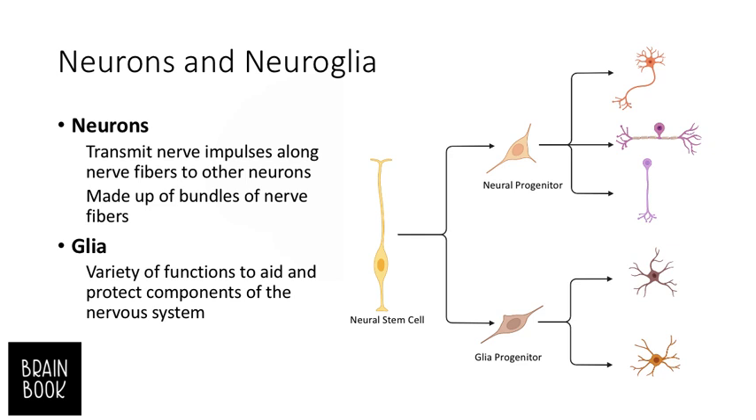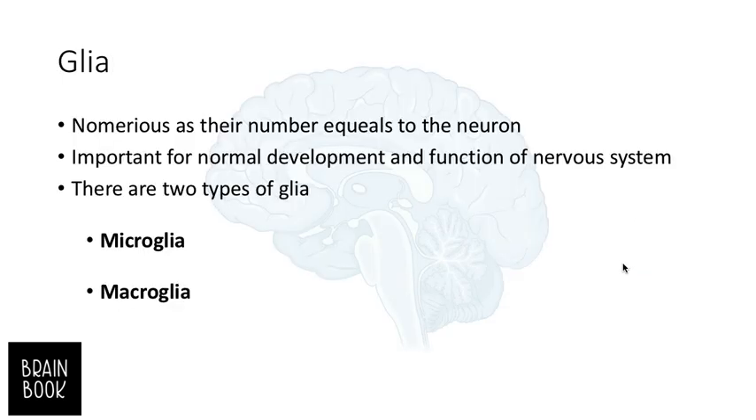And as you can see here in the diagram, the neural stem cells will be divided into two main groups of cells, including neuronal progenitor cells and glia progenitor cells. And neural progenitor cells will form all kinds of neurons for impulse transmission, and glia progenitors will form the different cells that have a protective and also supportive effect in the nervous system.